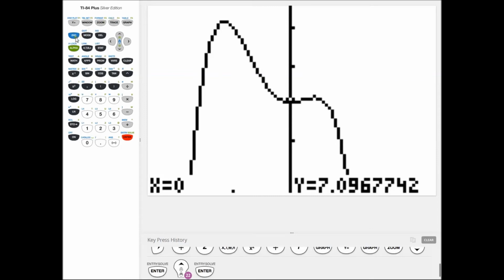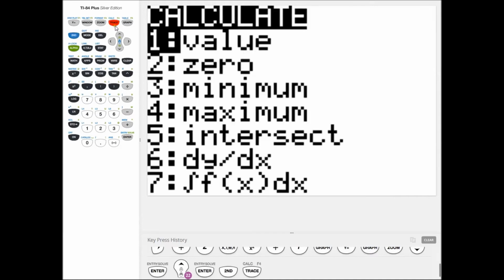And so what we're going to do is hit second trace for calc, and this will let us calculate a lot of things. We can find where a graph is equal to a given value. We can find the zeros, meaning the x-intercepts, and that's going to be useful in a minute, or maybe in another video. And then we can calculate minimums and maximums.